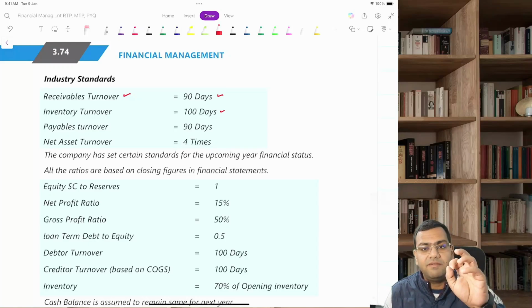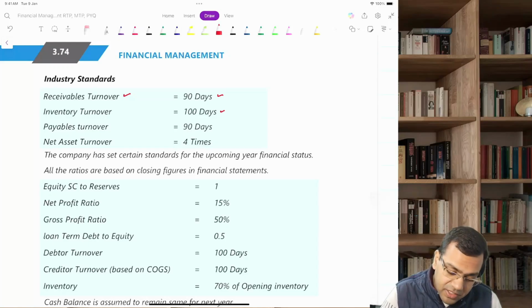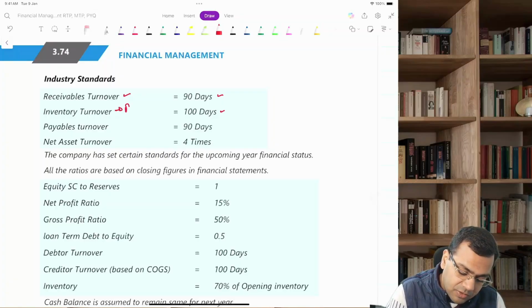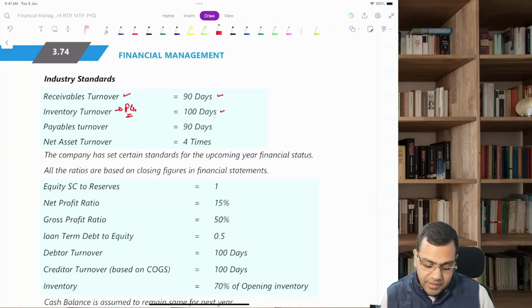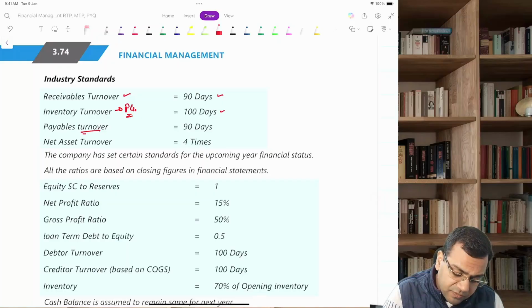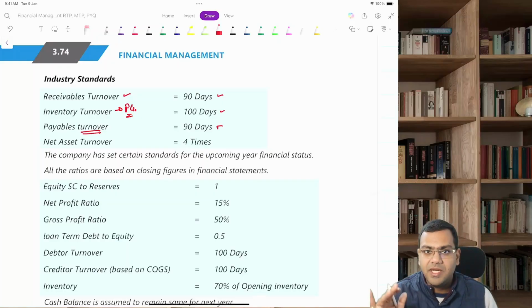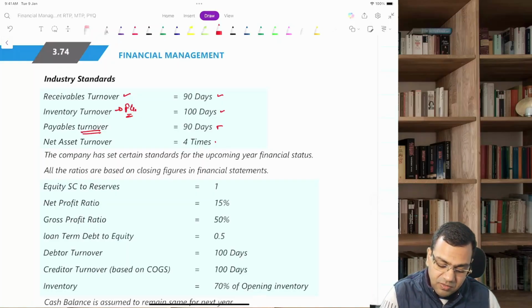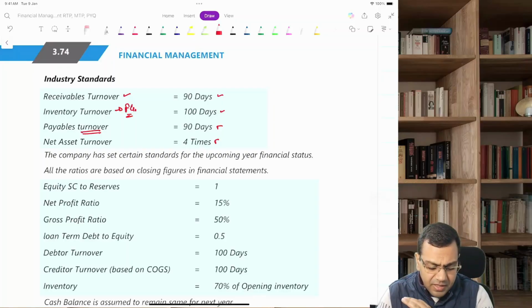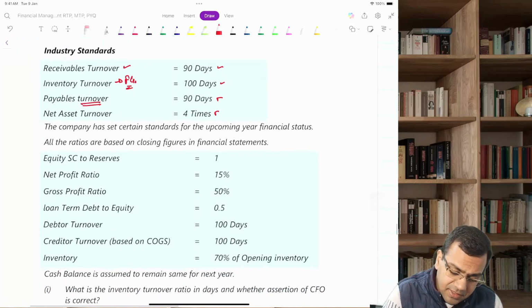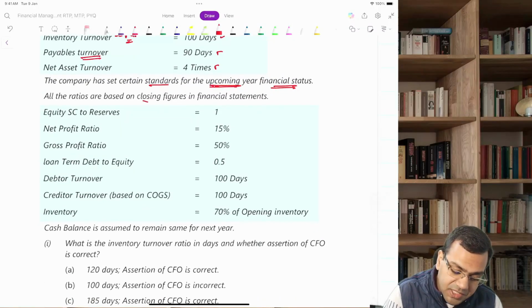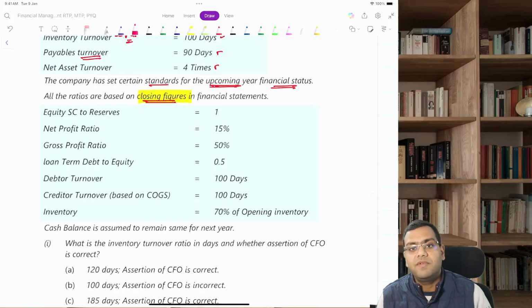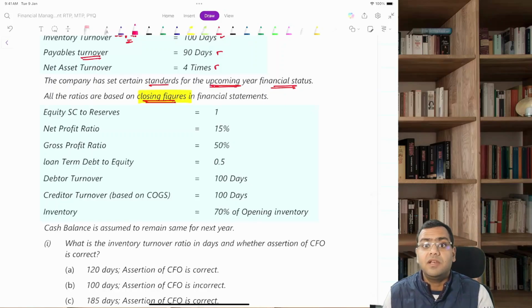And I told you, whenever we are talking about inventory turnover ratio, we are talking about finished goods. Right. Then you have the payables turnover ratio, that is 90 days you pay the money to your creditors. Net asset turnover ratio is 4 times. Next, they say the company has set certain standards for the upcoming year's financial status. All the ratios are based on the closing figures in the financial books, right? So wherever the average is required, you will not take the average.